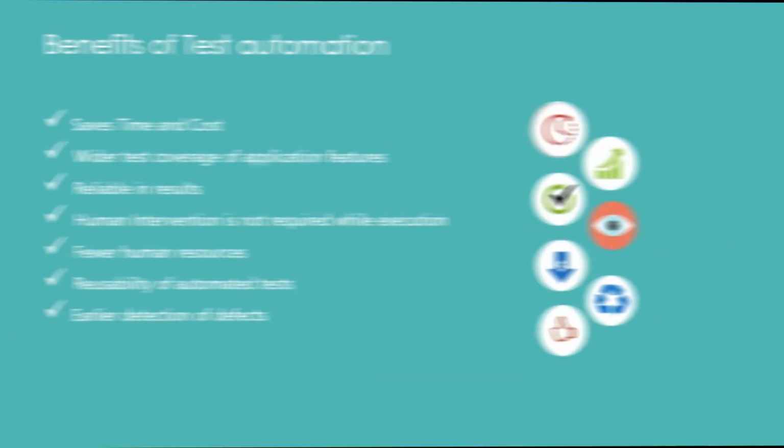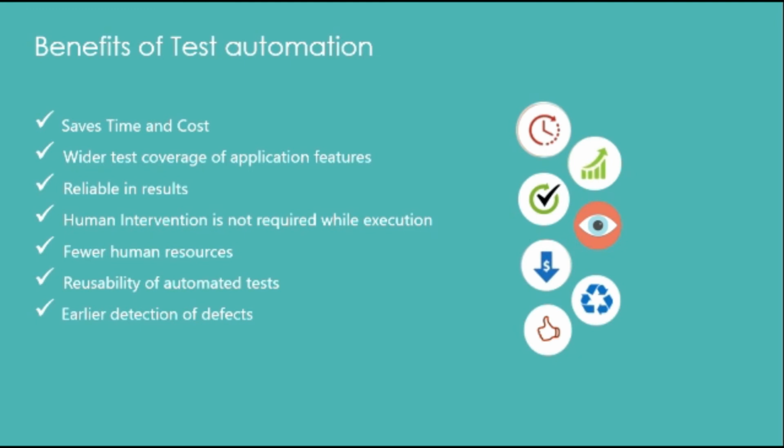So next we are going to look at the benefits of test automation. The first one is that it saves time and cost. Initially we have to put some effort into writing the test automation script, but when we execute it, it takes only a few minutes. But manual testing takes more time than automation. So it's a very major benefit that we can get from test automation.